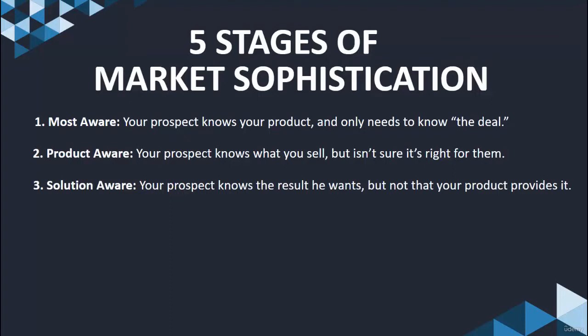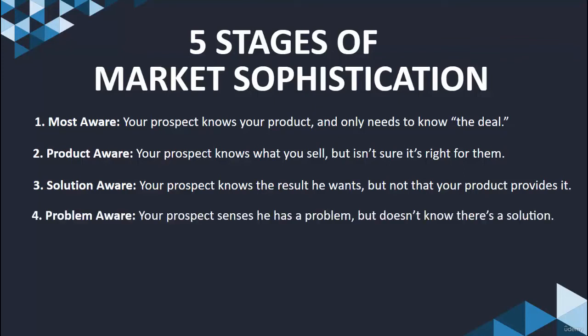And with stage 3, they are solution aware. They understand and know that they want a particular outcome, a particular result, but they don't really know that you actually provide that service, right? And they don't know that you're actually maybe somebody who provides that product, right? So they just know that they have a problem and there's a solution out there, and they don't really know who actually provides that particular solution to their problem.